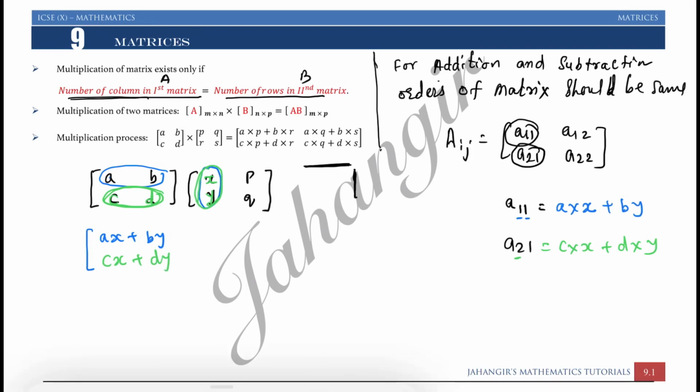Now we have multiplied both rows with the first column. Now it's our turn to multiply the first row and second column, because here we have 1, 2, which means first row and second column. The first row, this whole thing, is multiplied by the second column. So I can write A into P. The first term is multiplied with the first term and the second term with the second term: AP plus BQ.